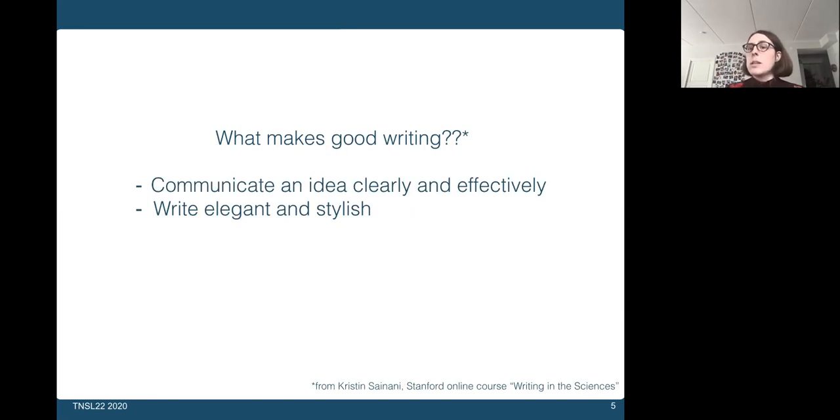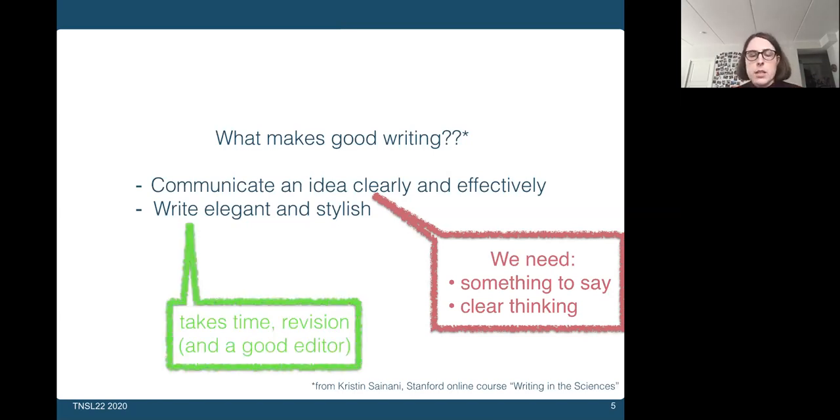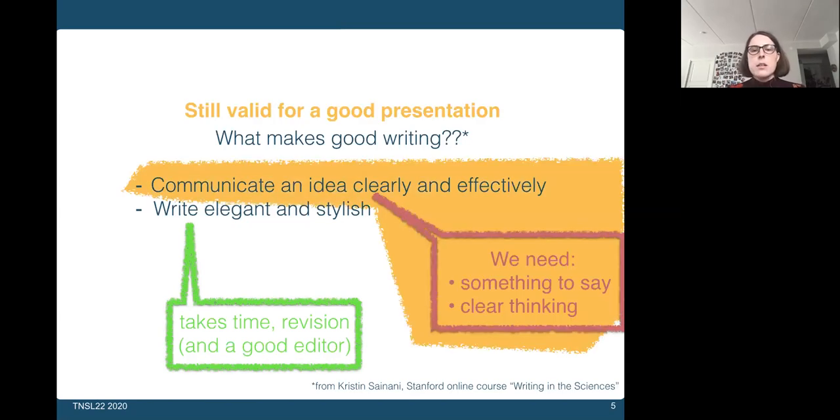well, it will take time. The first thing needs two things. You need to have something to say, and you need to think clearly. So to know how you can express it, what is a logical order in which you want to present it. Well, as I said, the second point will take time and revision and possibly a good editor. So that is not something you can easily learn. And the first thing is still valid if you want to give a good presentation.